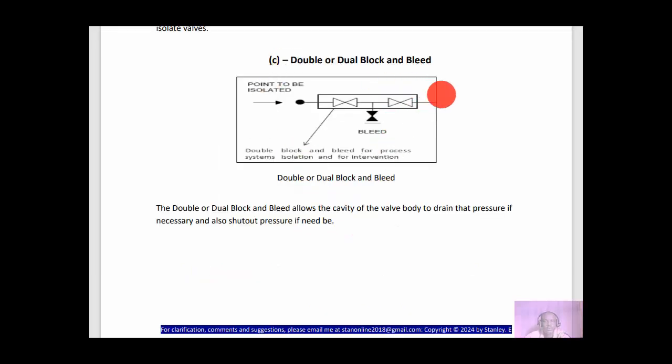A double or dual block and bleed. For illustration purpose, we have the double or dual block and bleed allow the cavity of a valve body to drain that pressure if necessary, and also shut out pressure if need be. Here we have point to point isolated. We have our bleed here, then double block and bleed for process system isolation and for intervention. We have a block, then we have a bleed in between them. This type of drawing is what we call double or dual block and bleed.